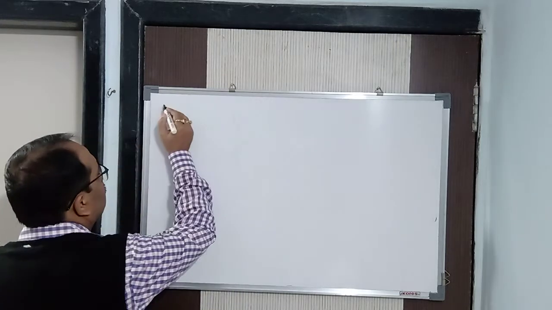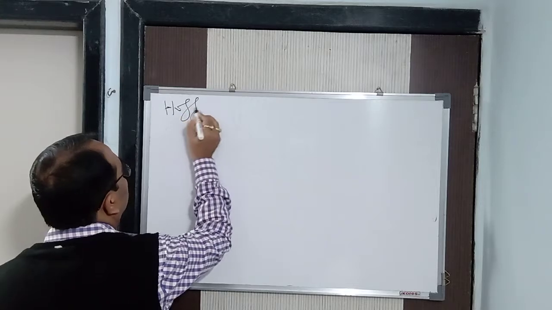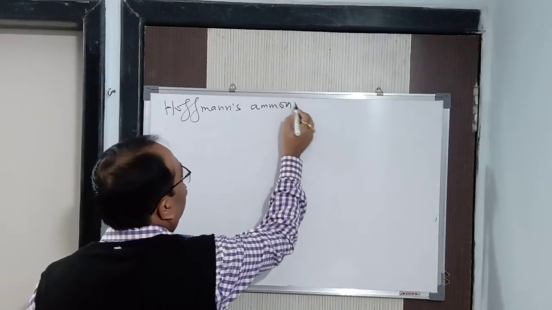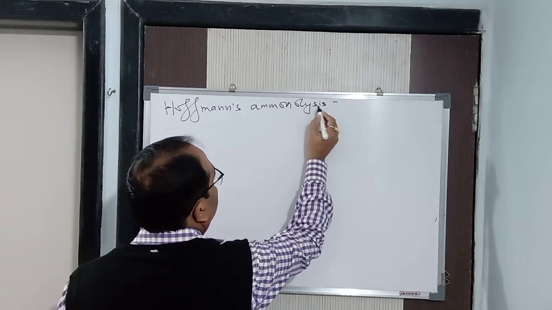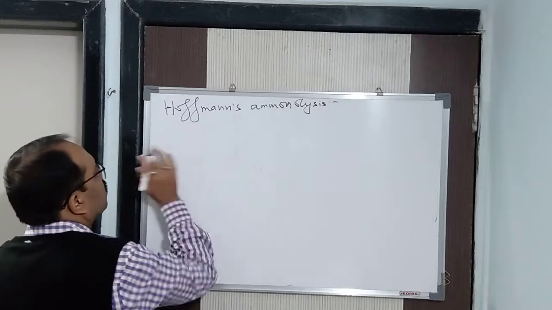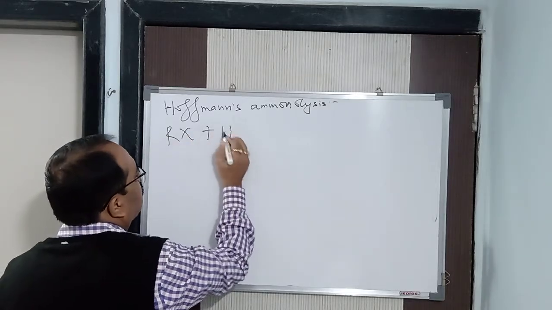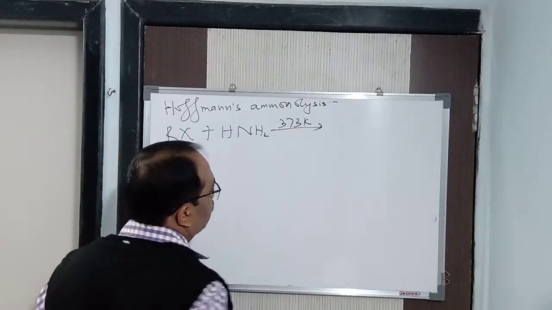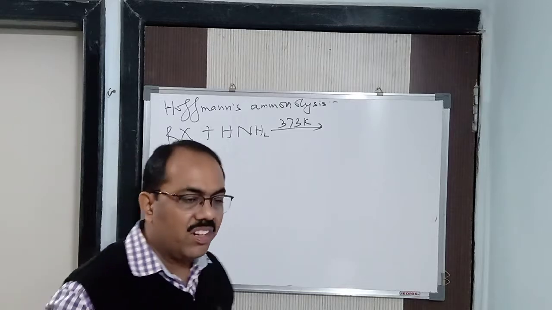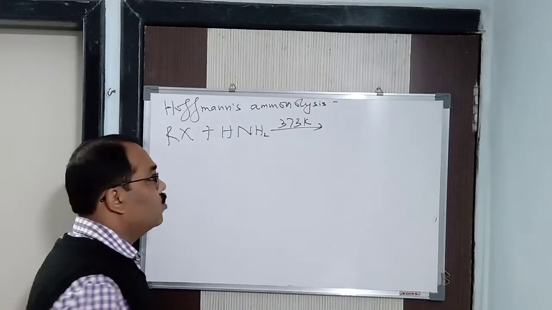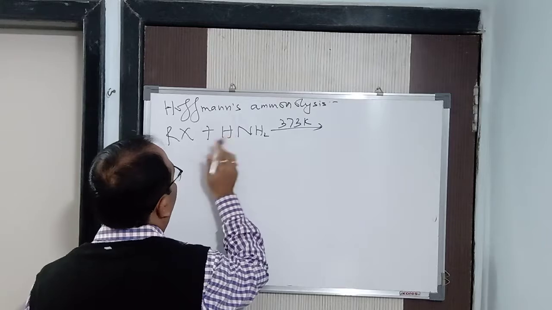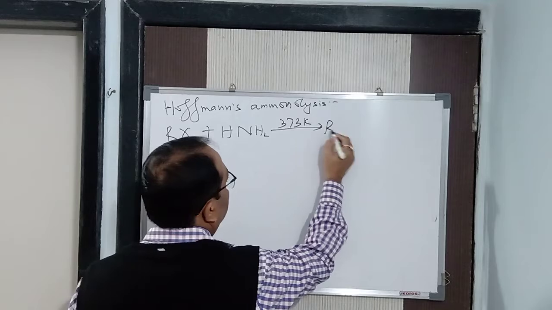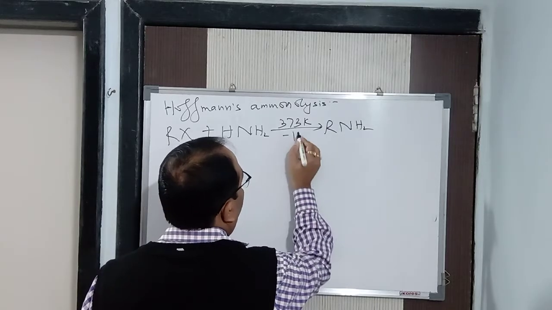What I said, the name of the process is Hofmann's ammonolysis. We can say that. So what is that? RX plus NH3, this is ammonia. When it is heated at 373 Kelvin, it is a nucleophilic substitution reaction. So this H, as I have already said, will be replaced by an alkyl group, that is RNH2 and HX.